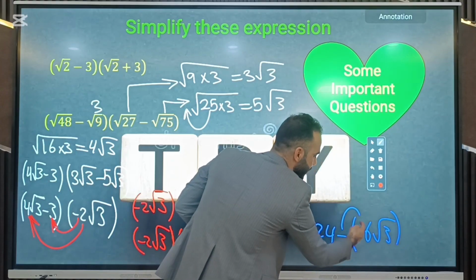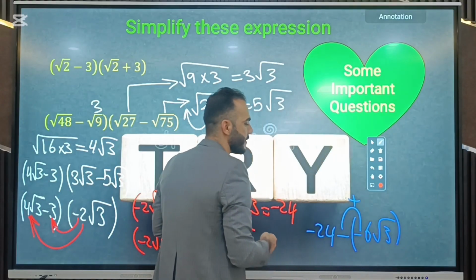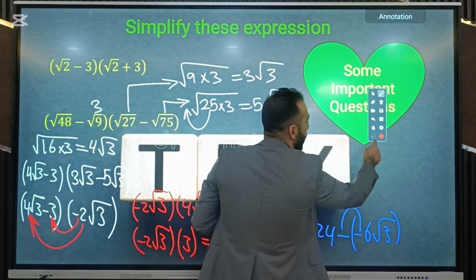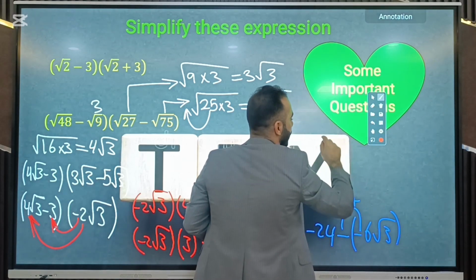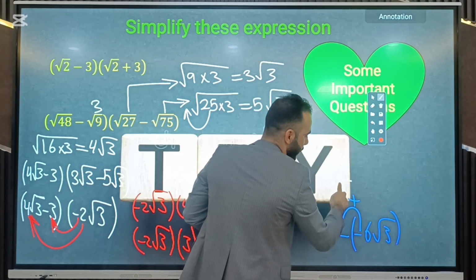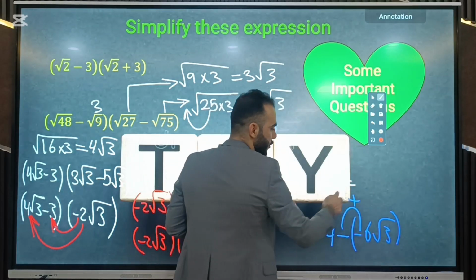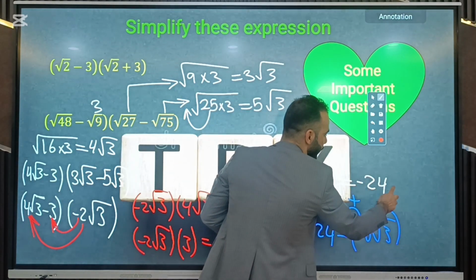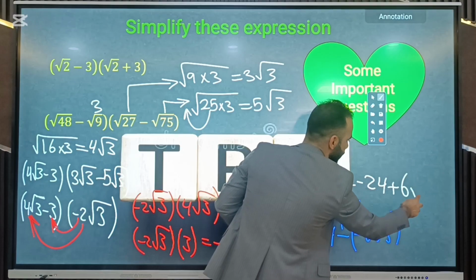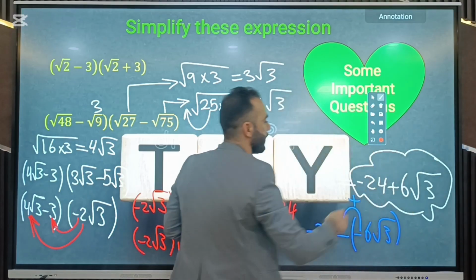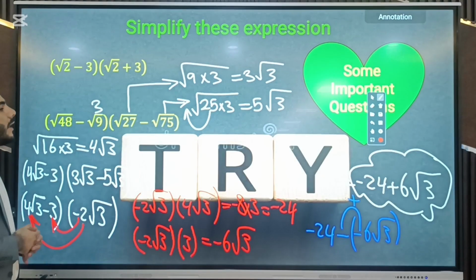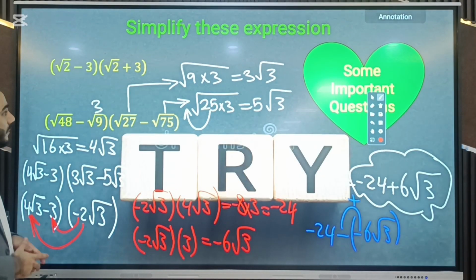So negative times negative, I can write it as positive. So finally we can say that, okay, negative 24 plus 6 square root of 3. That is the final result of this question. And it was a very, very nice question.